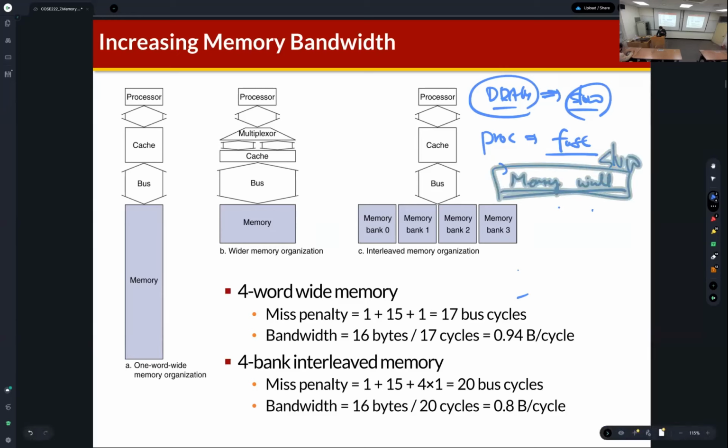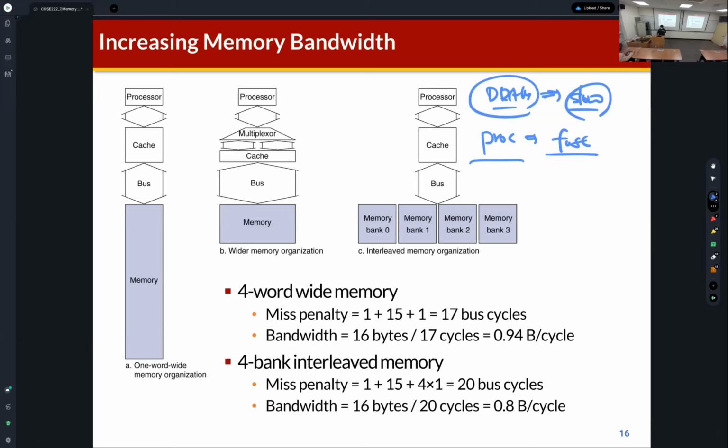Then how can we solve this issue? It is like we require some task from slow people, but we are very fast. Because of slow memory, the processor needs to wait many cycles, a longer time. Then how can we solve this?